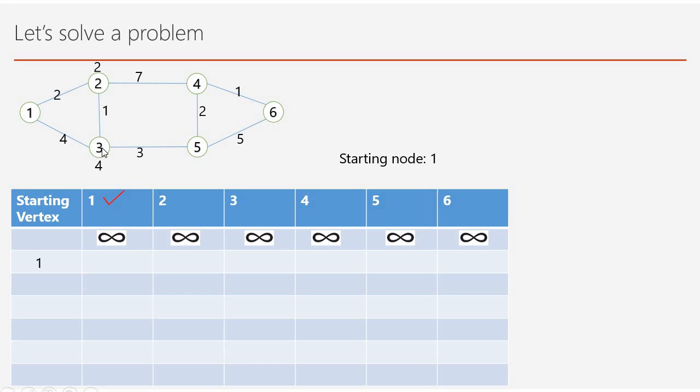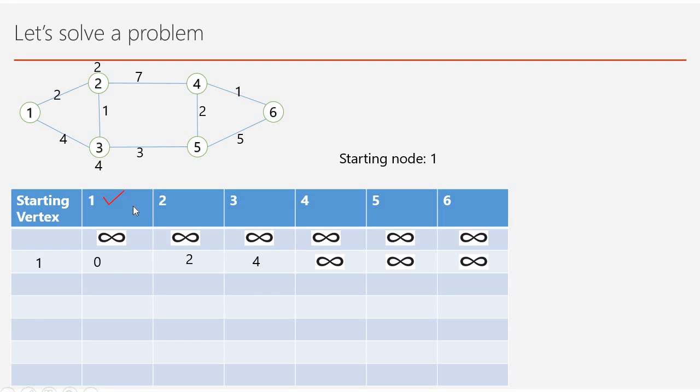Similarly for node 3, right? From node 1, if you want to go to node 1 only, then this is 0. But if you want to go to node 2, you have to have a weight 2. And to go to node 3, you have to have a weight 4. And for nodes 4, 5, 6, you don't have any direct connection. So you put it as infinity in the first step.